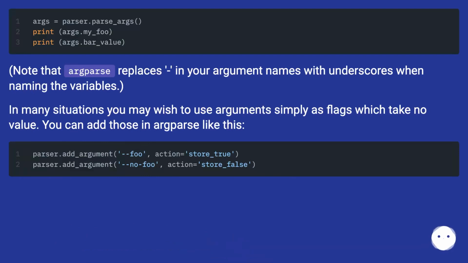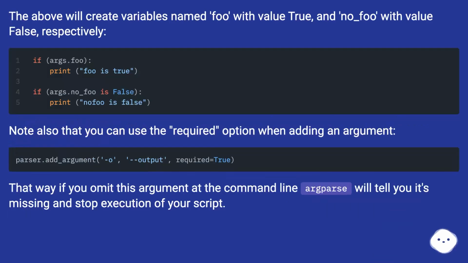In many situations you may wish to use arguments simply as flags which take no value. You can add those in Argparse like this. The above will create variables named foo with value true and no_foo with value false, respectively. Note also that you can use the required option when adding an argument. That way, if you omit this argument at the command line, Argparse will tell you it's missing and stop execution of your script.